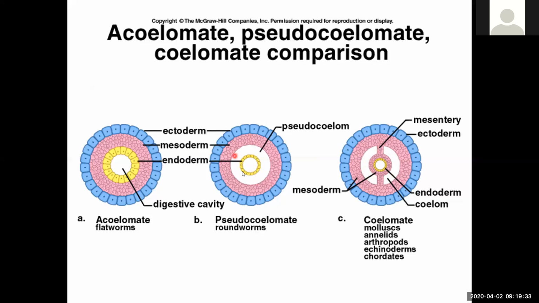Pseudocoelom is a fake coelom where you have a gap in between the endoderm and the mesoderm. It is not a true coelom, so pseudo, fake coelom. And we have roundworms in there, but the flatworms have no gap in between the mesoderm and the endoderm, but they still have 1, 2, 3 cell layers. So acoelomate is a defining characteristic of this group.